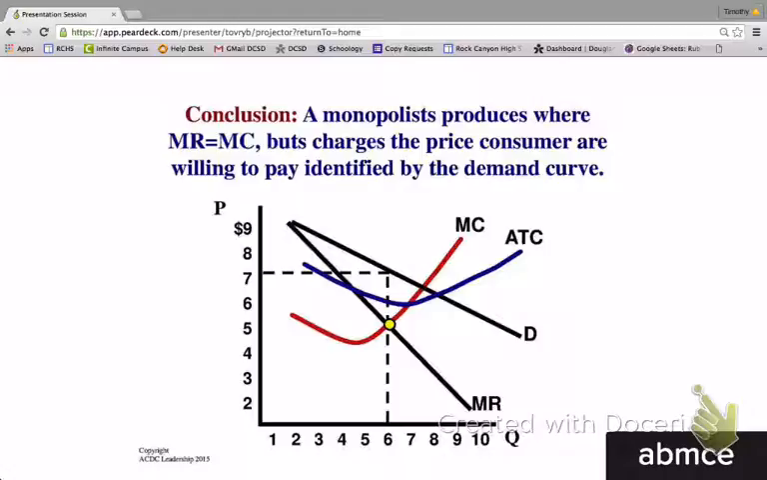So a monopolist is going to produce where marginal revenue equals marginal cost, just like a perfectly competitive firm did. But it will not charge a price that is equal to where marginal revenue equals marginal cost. It will charge a higher price. It will charge the price consumers are willing to pay, and that is identified by going up to the demand curve at that point to find the price that consumers are willing to pay, and that is the price a monopoly will charge.